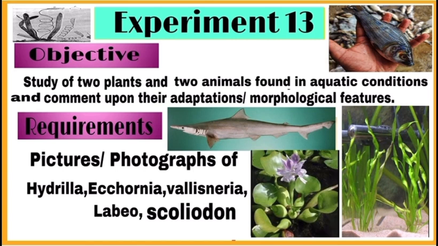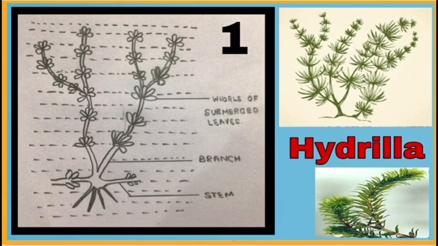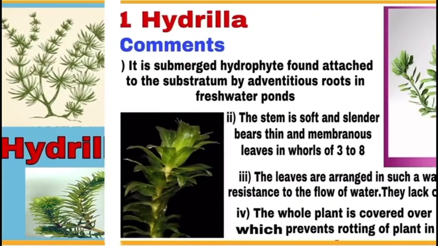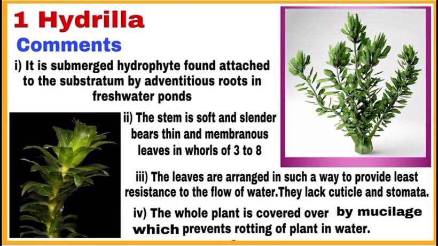We require pictures or photographs of Hydrilla, Eicchornia, Vallisneria, Labeo and Scoliodon. This is Hydrilla plant. The features of Hydrilla plant are: number 1, it is a submerged hydrophyte and is found attached to the substratum by its adventitious roots in freshwater ponds.